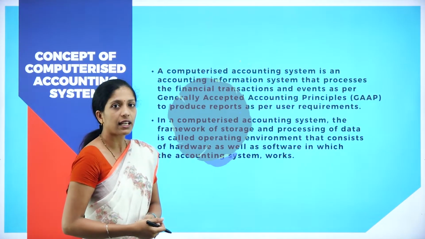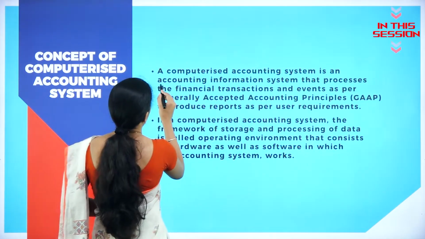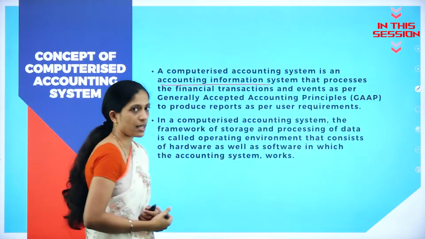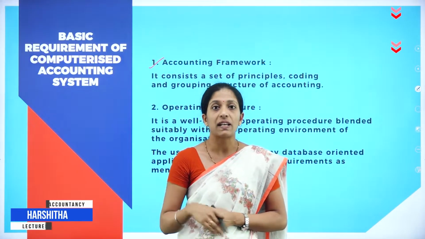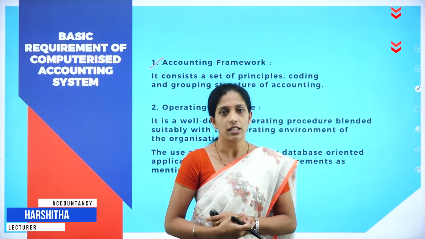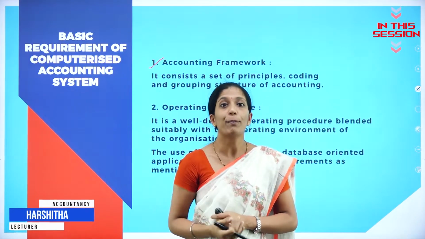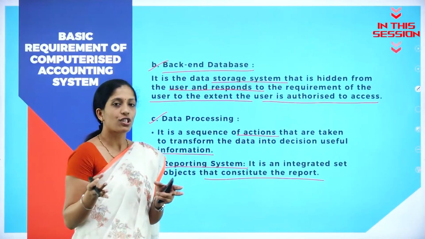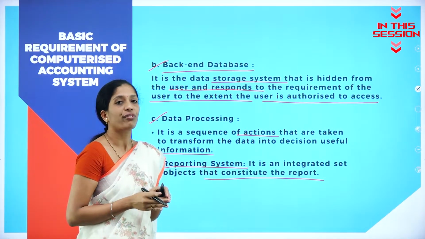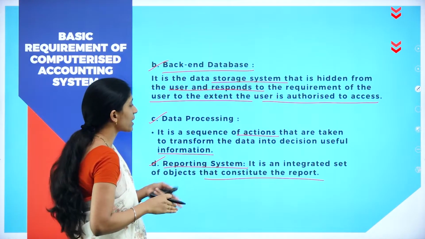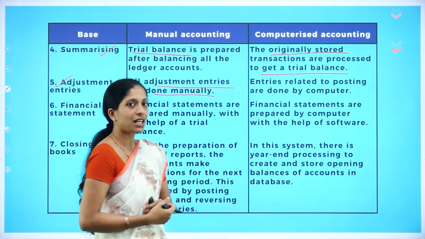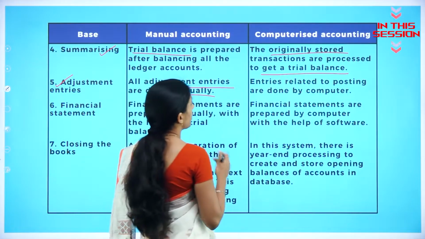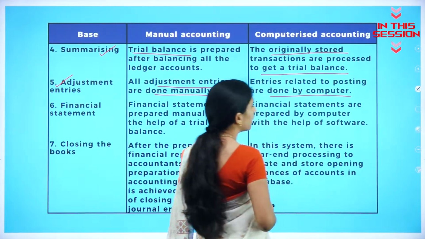A computerized accounting system is an accounting information system. In each and every activity, whatever the organization is going to conduct, there should be a proper framework. The constitution of a report is called the reporting system, whereas under a computerized accounting system, entries related to posting are done by the computer.